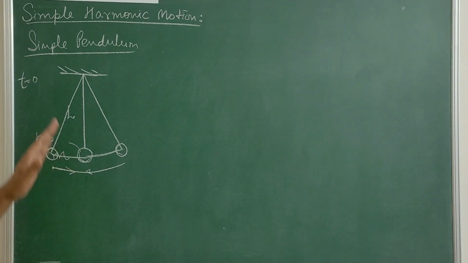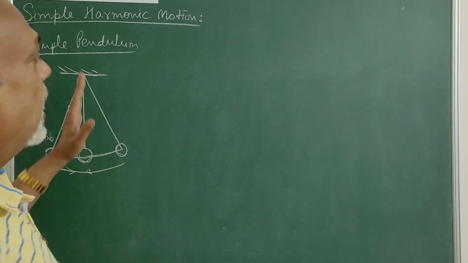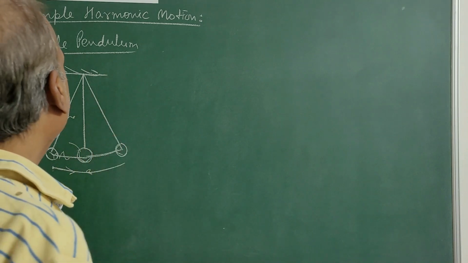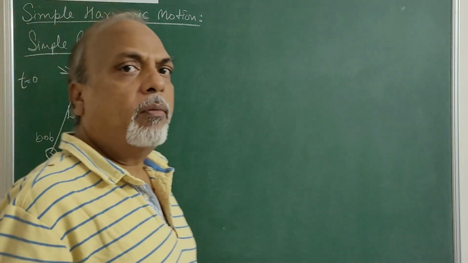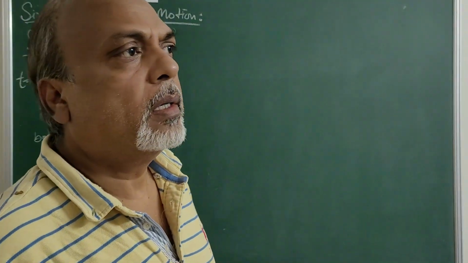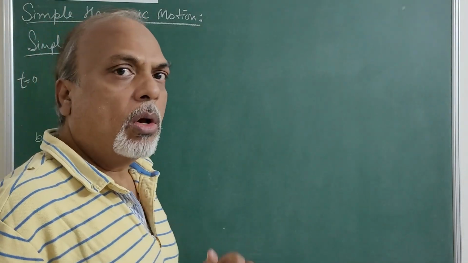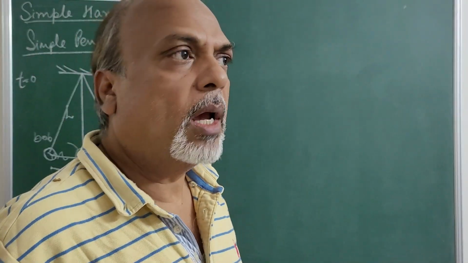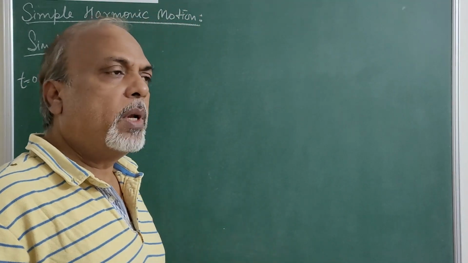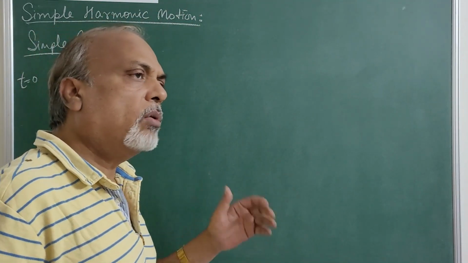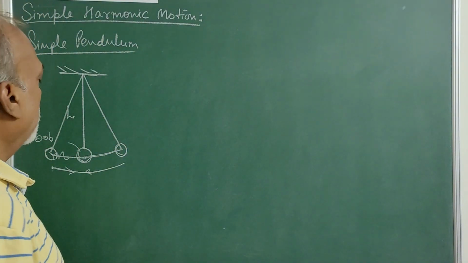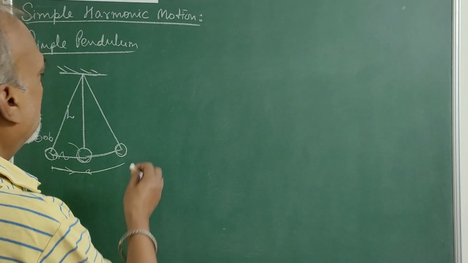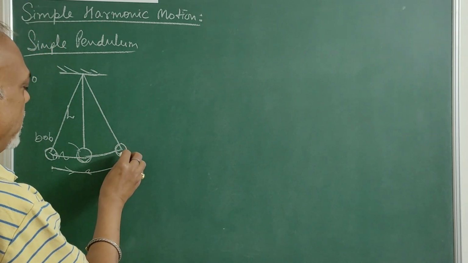But let us understand what is the mechanism behind it and why it is called a simple harmonic motion. As you know, in our earlier lectures, we have seen that these are the things we generally call oscillations. But every oscillation is not a simple harmonic motion. So let us see how this is a simple harmonic motion. We will analyze the forces acting on this.